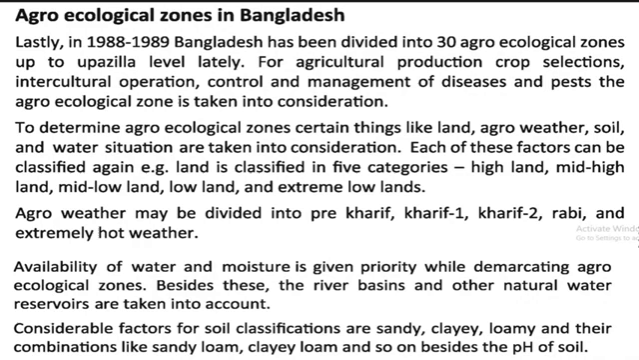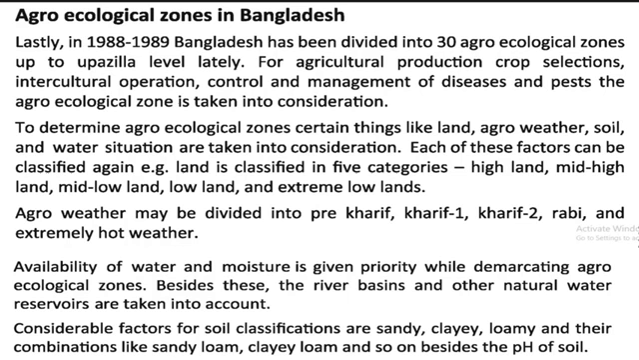To determine an agroecological zone, certain things like land, agro-weather, and soil-water situation are taken into consideration. The main considerations are land, agro-weather, what type of environment it is, what type of soil it is, and the water situation, whether it is highland or lowland. Each of these factors can be classified. Land is classified into 5 categories: very highland, highland, mid lowland, lowland, and extreme lowland. Agro-weather may be divided into pre-Kharif, Kharif 1, Kharif 2, Rabi, and extremely hot weather.